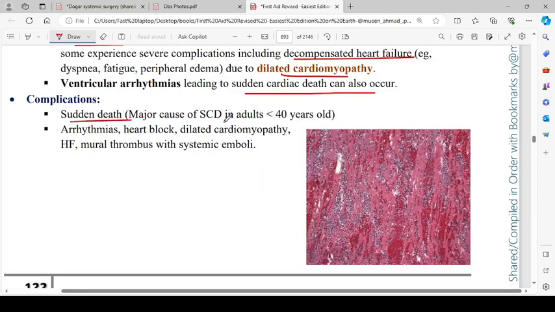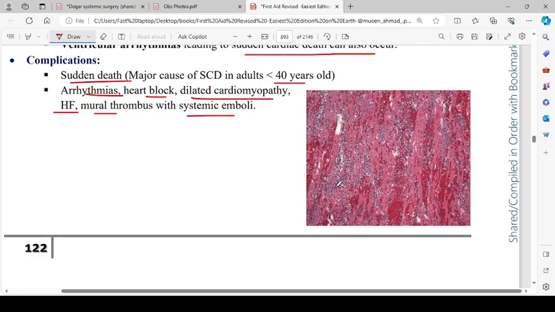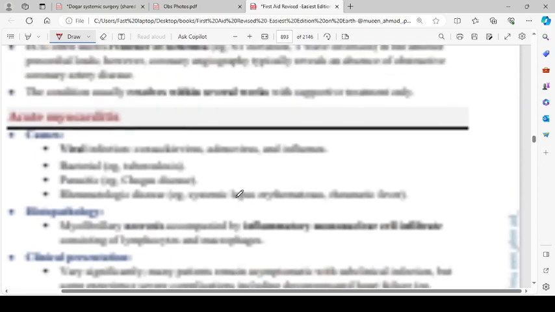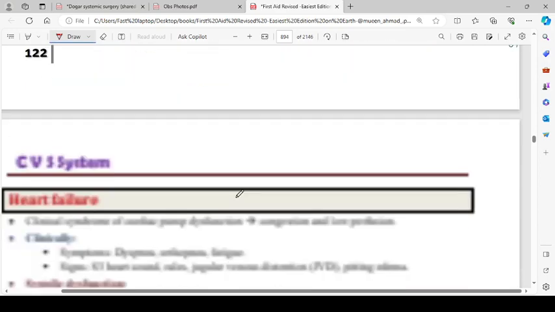Complications are sudden death. Major causes of sudden cardiac death in adults less than 40 years of age. Arrhythmias, heart block, dilated cardiomyopathy, heart failure, mural thrombus, and systemic emboli. So this is what acute myocarditis looks like on histopathology. Then we have the next question, that is heart failure.